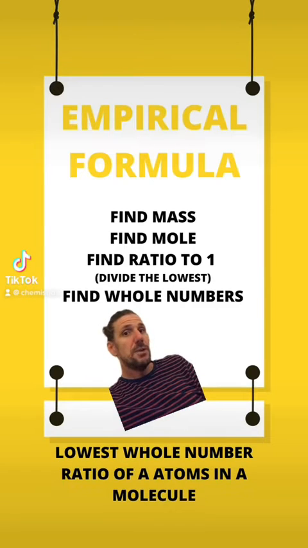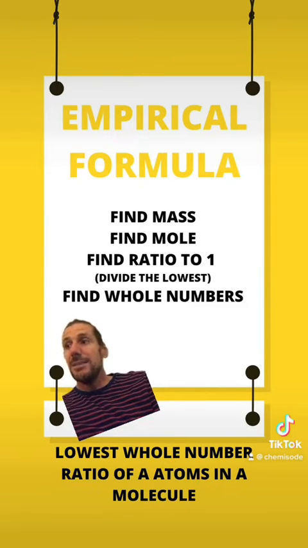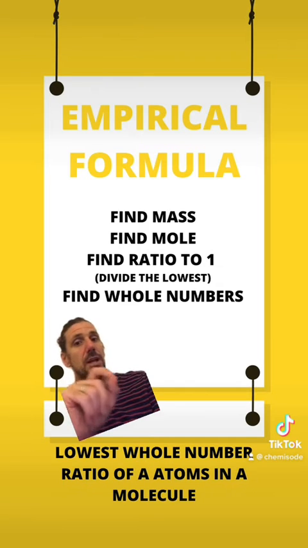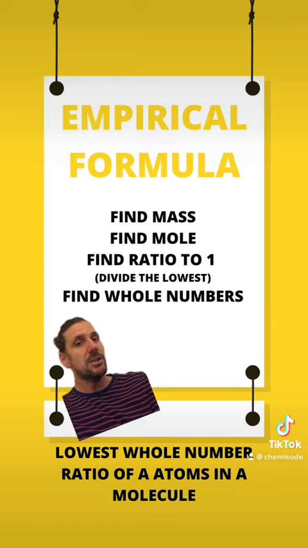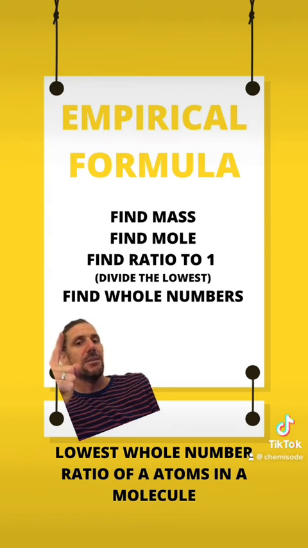The empirical formula of a molecule is the lowest whole number ratio of atoms of elements in a molecule. In year 11 and 12 chemistry, you'll have questions where you need to find the empirical formula of a molecule. So that means you'll need to find the ratio of atoms within a molecule, and that's going to be done through mole. The way we teach this is through a 4-step process, and it's written just above here.